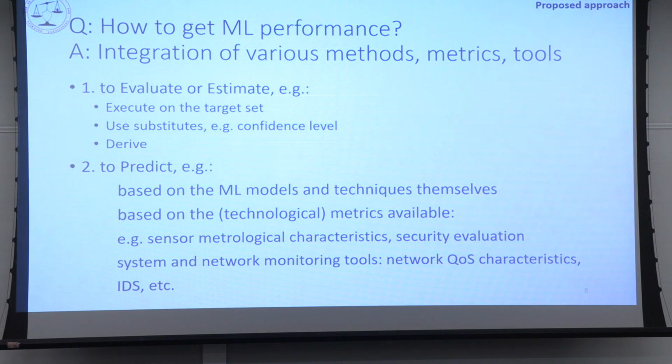Or we can try to predict the performance at the next step, again based on machine learning models and techniques themselves, using technological metrics, because a lot of technological metrics are used. There are some metrological characteristics which are used to evaluate the quality of data coming from sensors. There are a lot of metrics called network quality of service, which are used in communication. But the problem is how to use those techniques together.